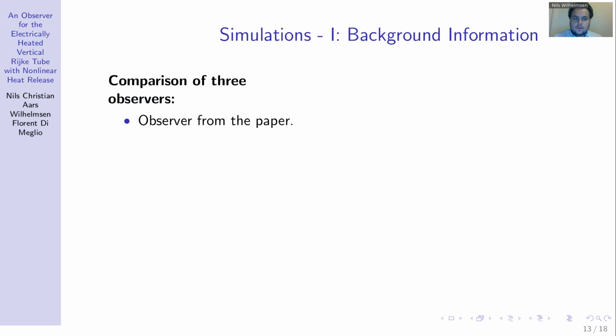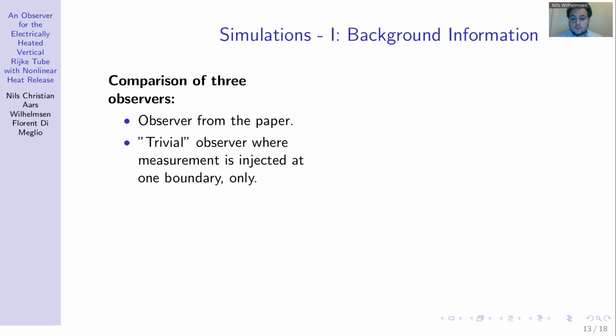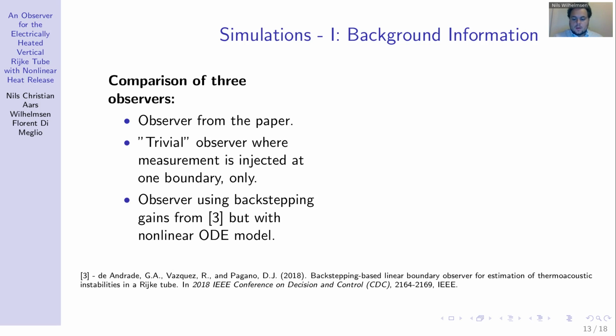Now we are at the final part of the presentation, where we present some simulation results. 3 observers are compared. These consist firstly of the observer from the paper, secondly the trivial observer, where measurement is injected at one boundary only, and thirdly, an observer using backstepping gains from the reference paper, but with a nonlinear ODE model.